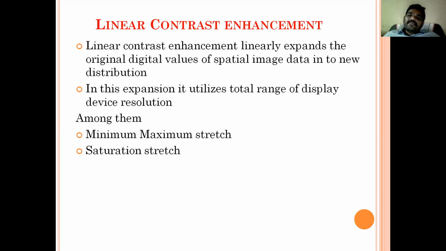Today we have seen, under image enhancement, image reduction and image magnification. And we entered into the topic of contrast: why it is needed, what is contrast, what is histogram, what is contrast enhancement, what is the need, and what are the types. There are two types under contrast enhancement: linear and non-linear. Under linear contrast enhancement, the contrast of the image expands linearly, where the original digital number values are replaced with new values of distribution. While expanding, it utilizes the total range of resolution of the display device.